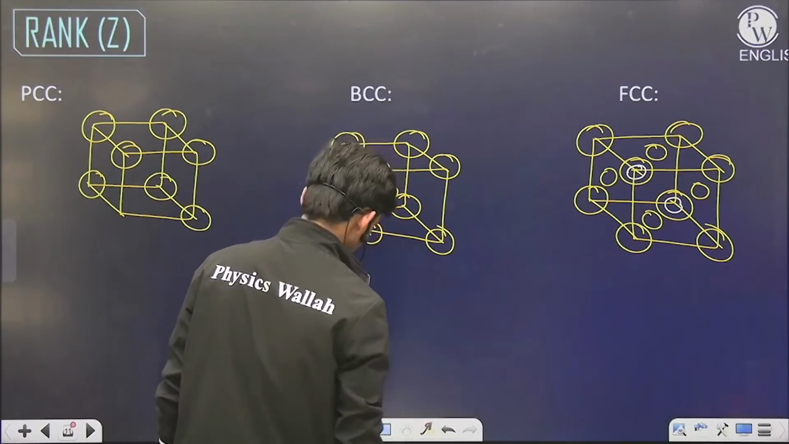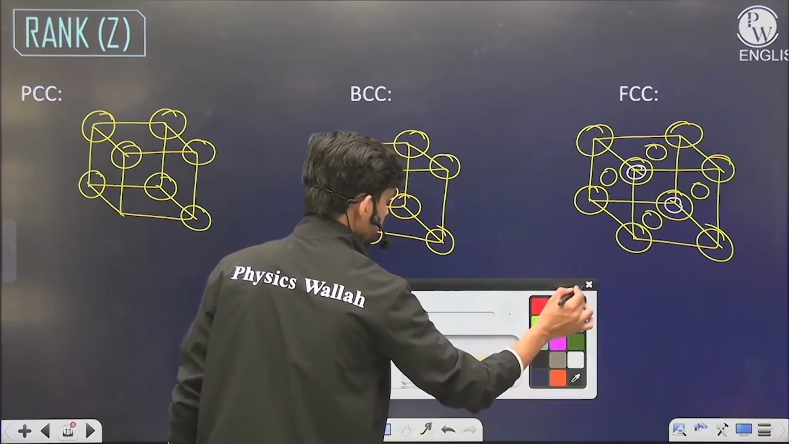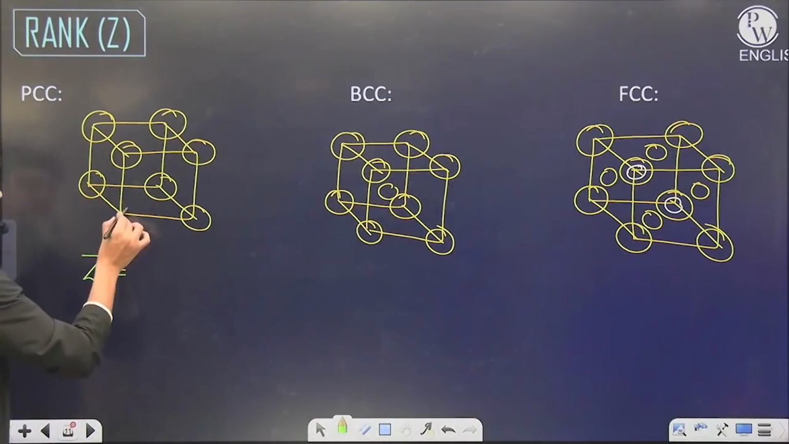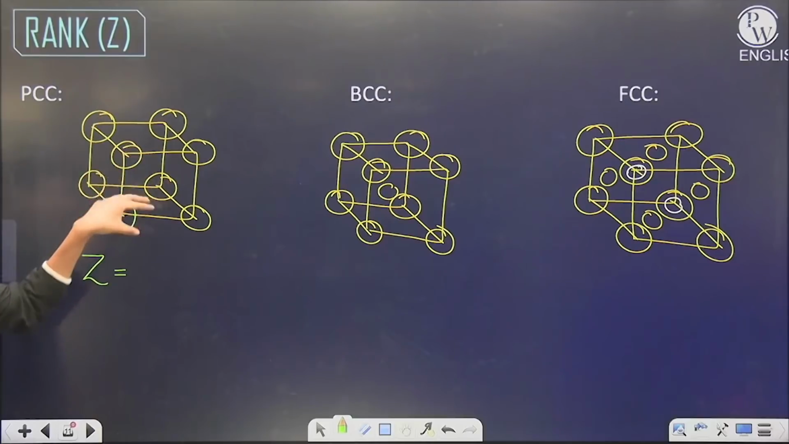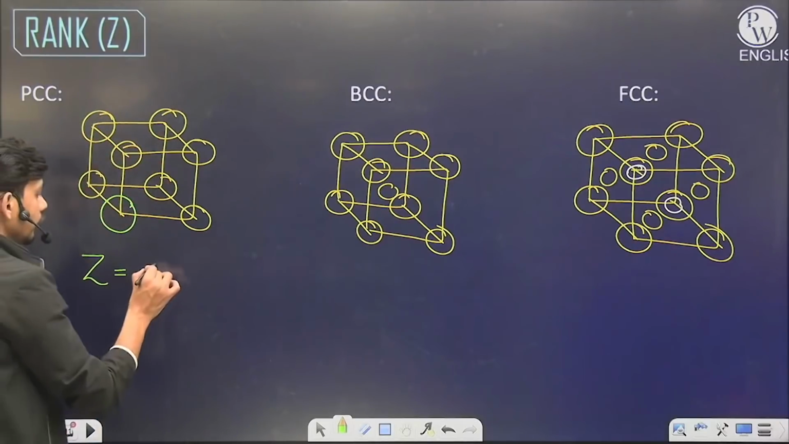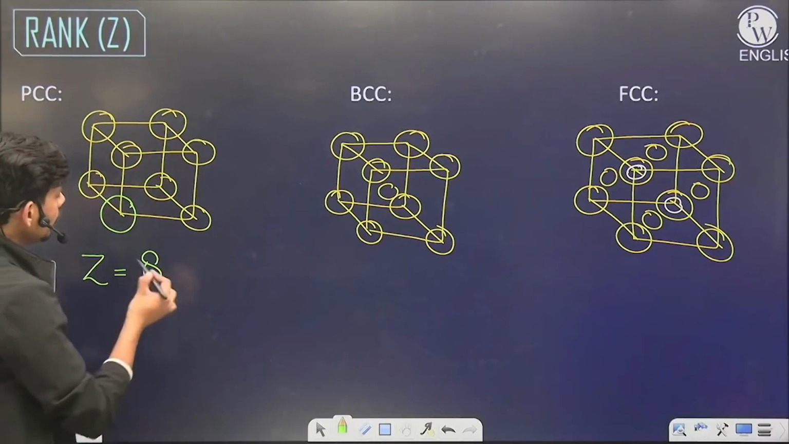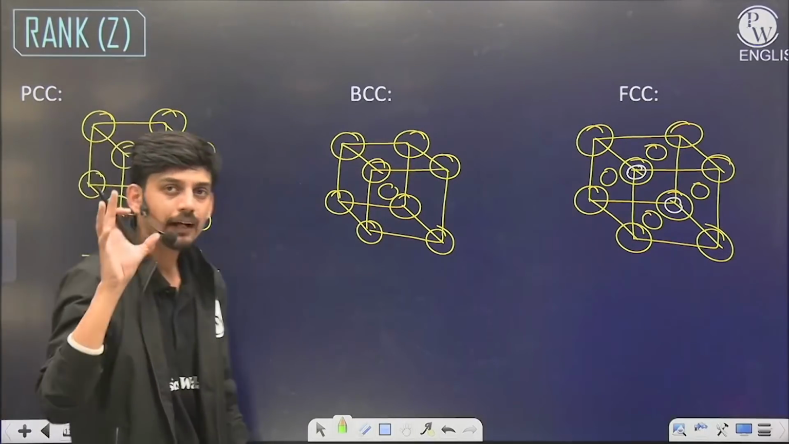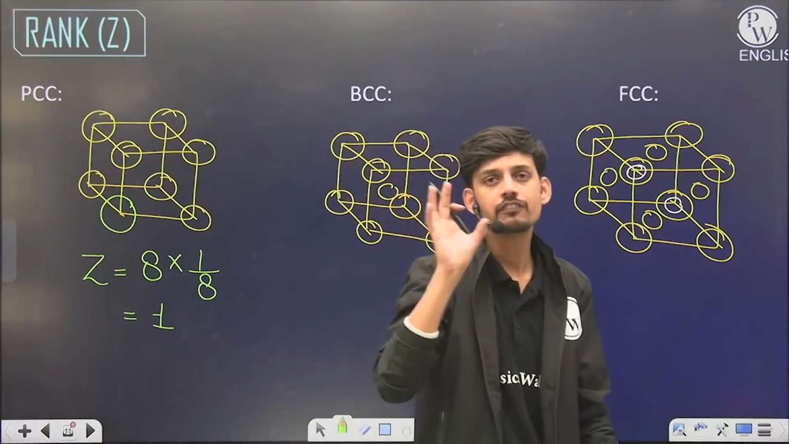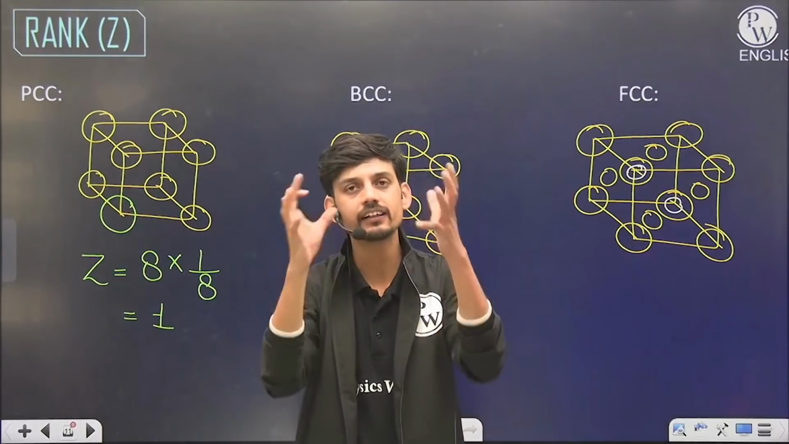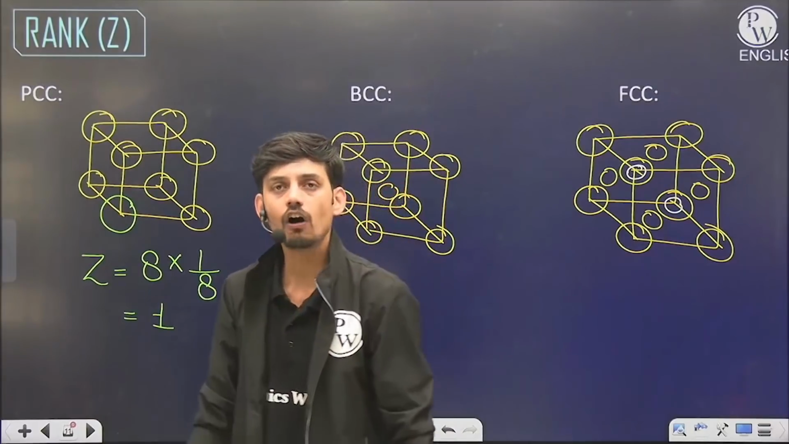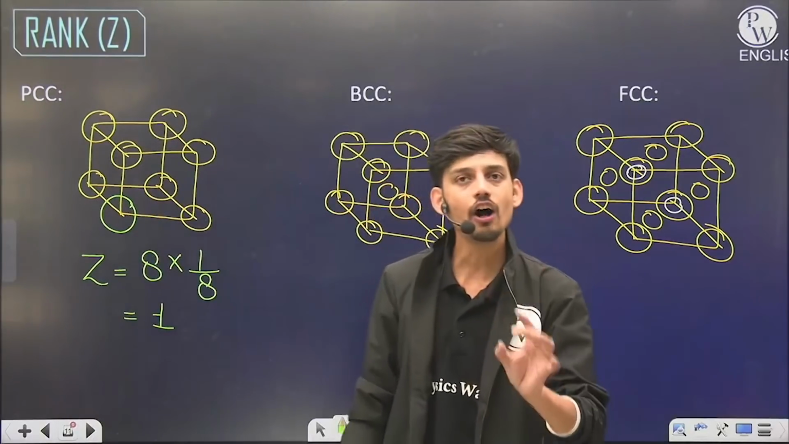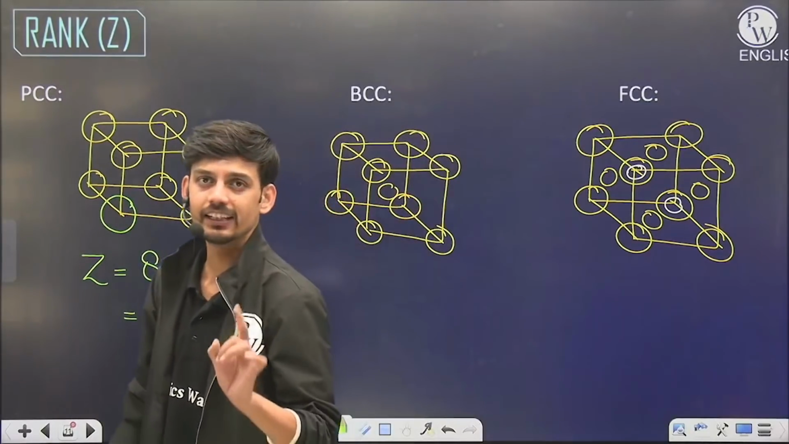Now if we see the total number of atoms in the cube, we have 8 atoms, one at each corner. The contribution of each atom is 1 by 8. So clearly, by combining all these smaller portions, we will get a complete 1 atom inside this unit cell of PCC. So the rank, or effective number of atoms, in a PCC unit cell is 1.